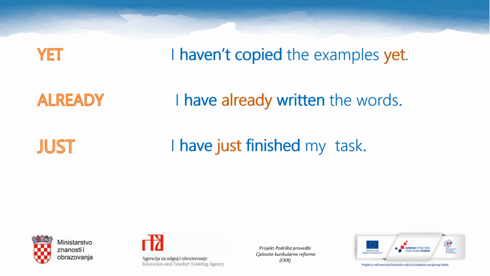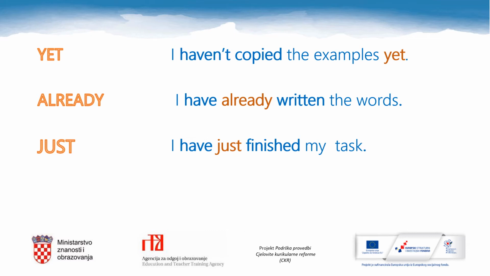The present perfect simple comes with yet, already, and just. Let's read the sentences and see where and why we use yet, already, and just in them. I haven't copied the examples yet. Pay attention. Yet comes at the end of a negative sentence in the present perfect. Nisam još kopirao, we say in Croatian, but in English, yet is the last word after the object.